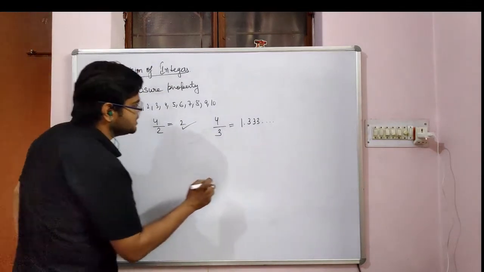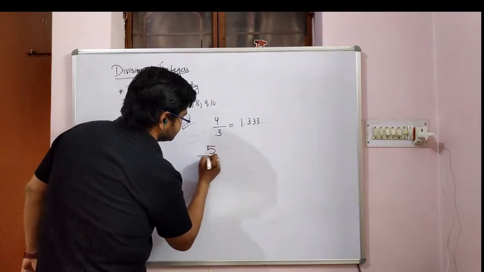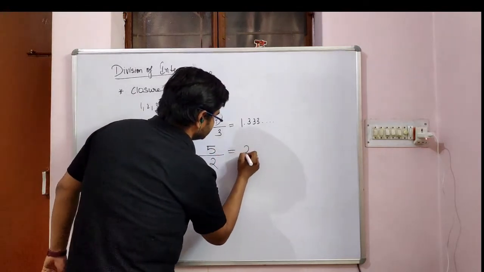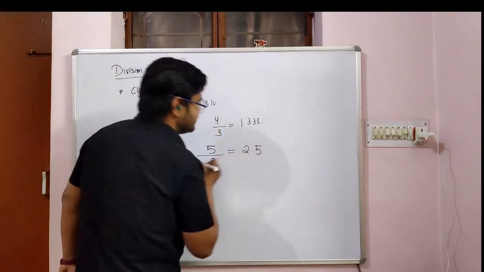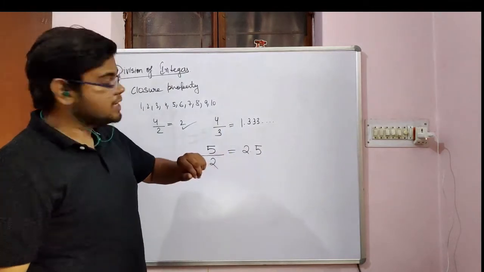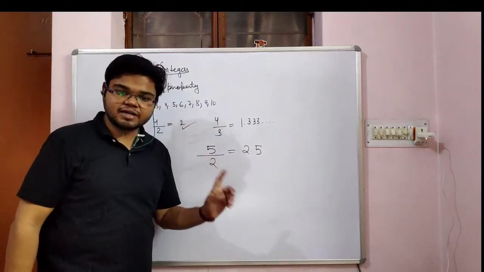If it would have been 5 divided by 2, the result would have been 2.5. Is this an integer? No, this is a decimal number. So integers are not closed under division.